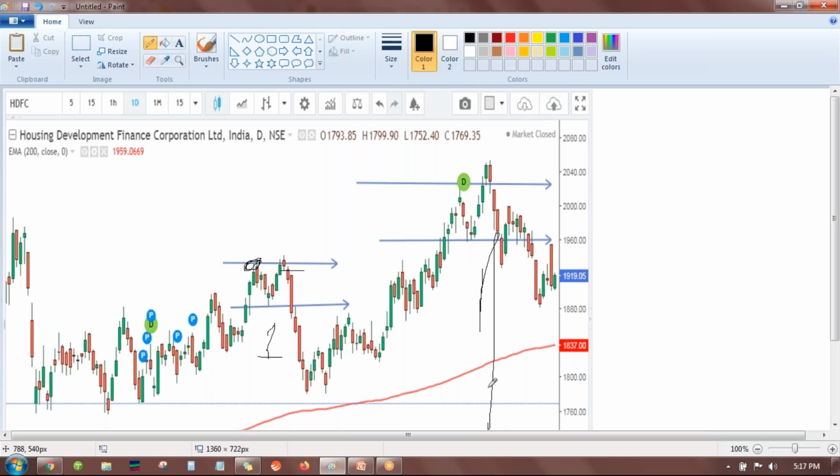Here it's a huge gap, short sale. Sorry, should we short sell here? Yes, short sell.